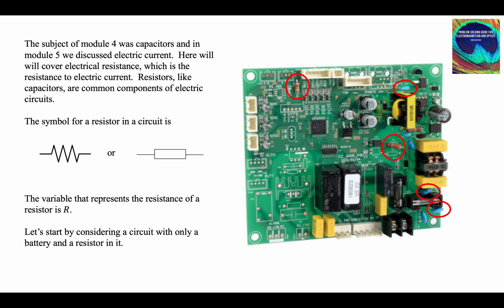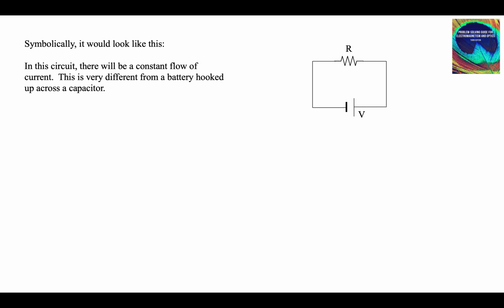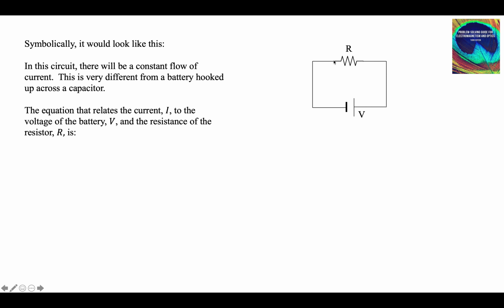So let's look at a circuit with only a battery and a resistor in it to see what it looks like. Something like that. There's the battery, there's the resistance, there's the V, there's the R. So there's a constant flow of current around the circuit, unlike with a capacitor. Capacitors are dead ends. There's no way the charge can get from one side to the other unless it breaks down. So we have a current going through this circuit.